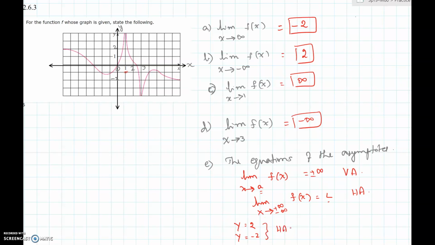And for the vertical asymptotes, the definition is as x approaching a number, f of x equal to plus infinity or negative infinity. In this case, it is x equal to 1 and x equal to 3. Are the vertical asymptotes.